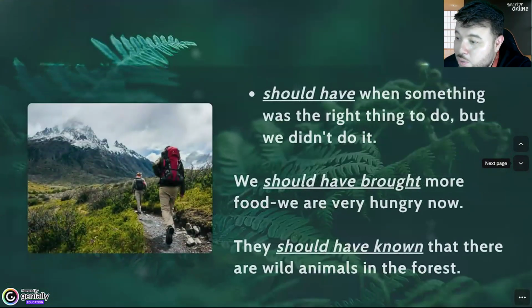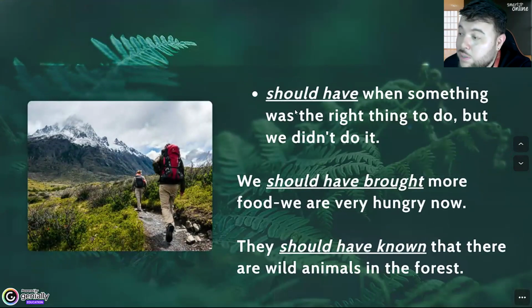And also, guys, look at this example. Should have when something was the right thing to do, but we didn't do it, right? Es como un arrepentimiento. For example, we should have brought more food. We are very hungry now. Debimos haber traído más comida. Ahora tenemos mucha hambre. Or they should have known that there are wild animals in the forest. Ellos deberían haber sabido que hay animales salvajes en el bosque. Okay, so look at this, should have and shouldn't have es como deber a, debió, right?